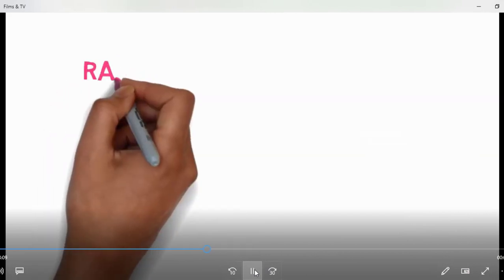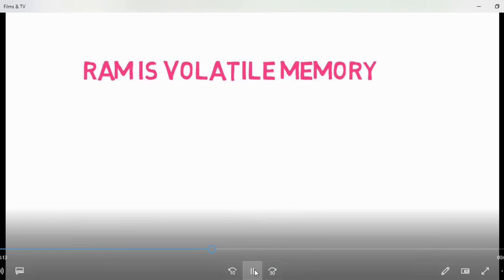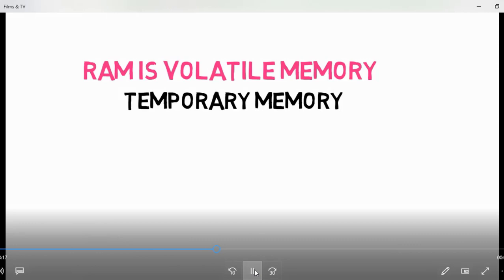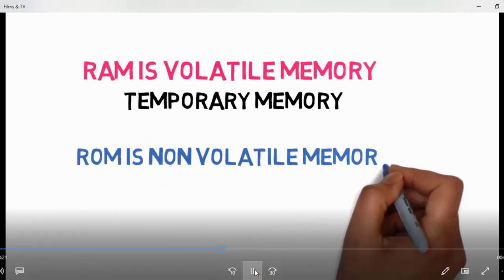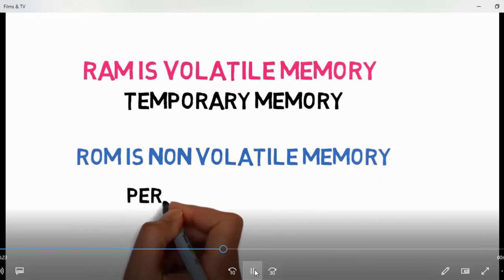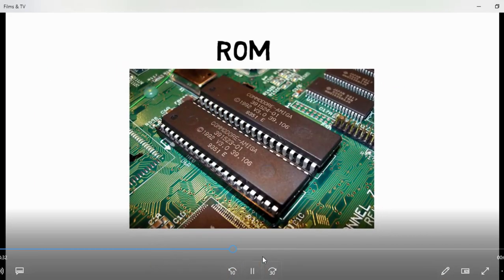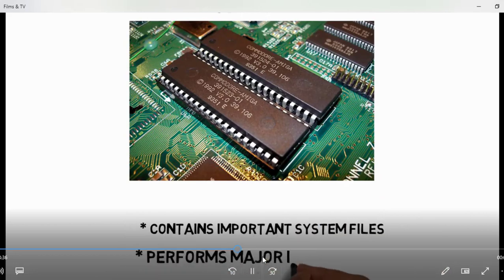RAM versus ROM. RAM is volatile memory. It temporarily stores data. ROM is a non-volatile memory. It is a permanent memory. ROM contains important system files and performs major I/O tasks.